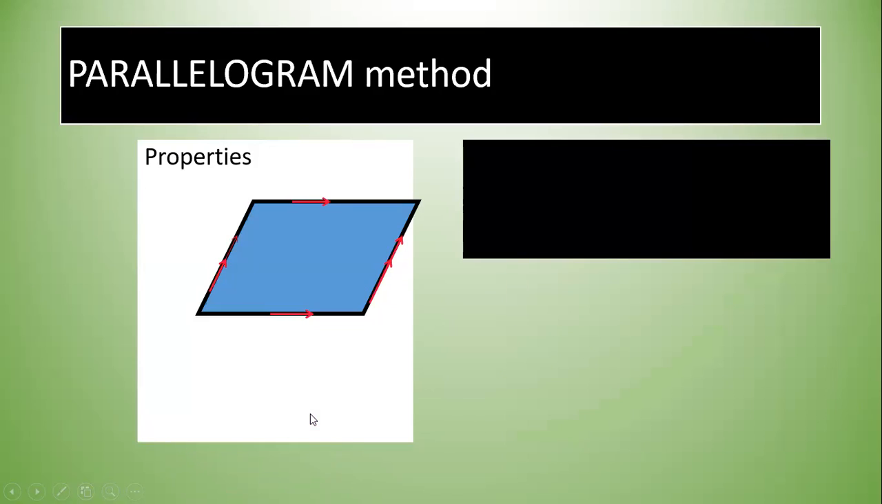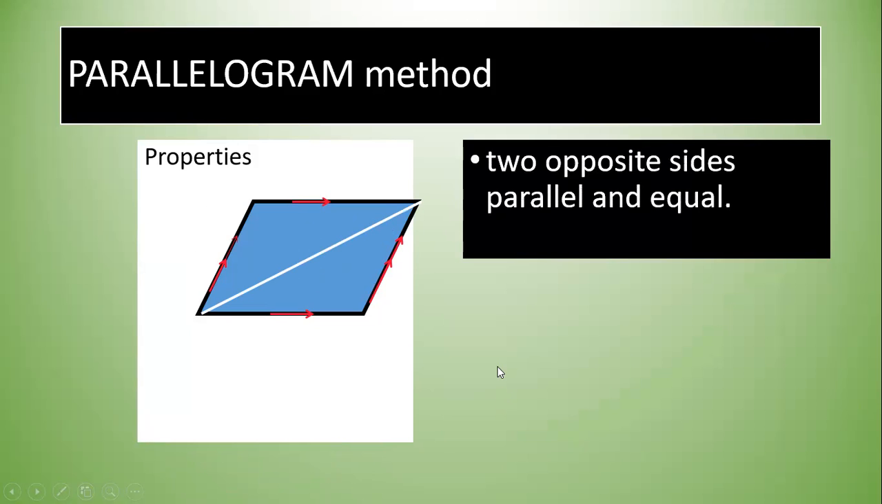Or we can use the parallelogram. Two sides parallel, and these two are equal in length. And that's the diagonal. It has two diagonals. The other one is here. For vector addition, we use the parallelogram method.